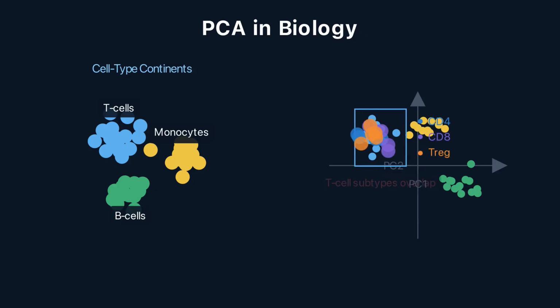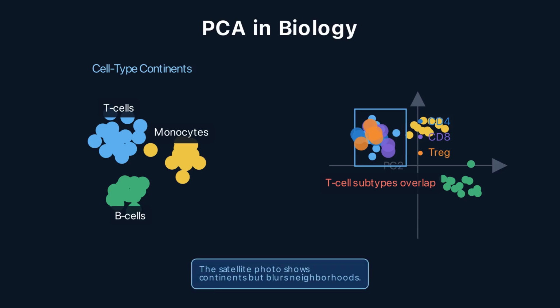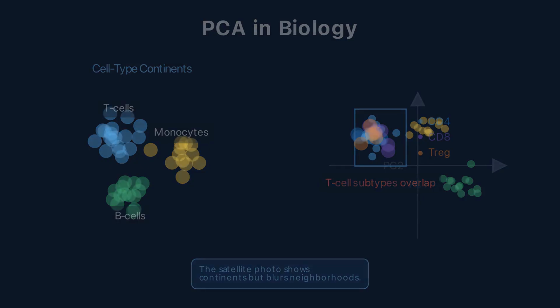But within the T cell cluster, CD4 positive and regulatory T cells overlap. These subtypes differ by subtle gene expression changes, small islands near the T cell continent, and the linear projection can't resolve them. The satellite photo shows continents clearly but blurs the neighbourhoods.